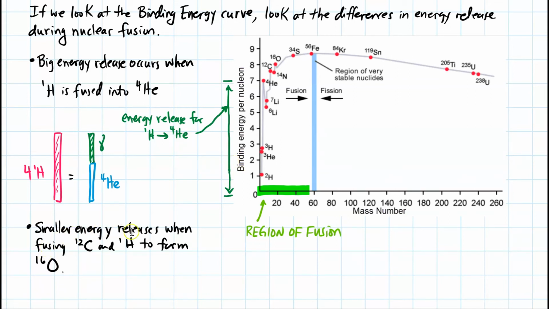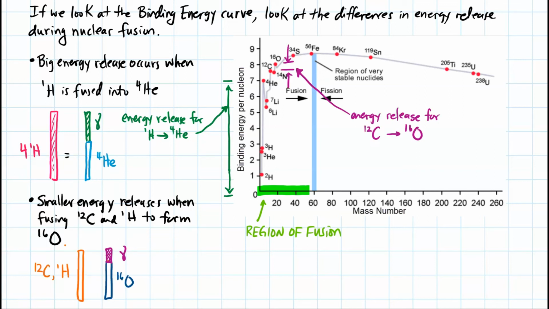There is a smaller energy release when fusing carbon-12 and hydrogen to form oxygen-16. Let's look at this on the graph. In a bar diagram, if I have carbon-12 and hydrogen, and it has this amount of energy, then most of that energy is actually going towards the oxygen and very little energy difference between these two. So the energy emitted is getting smaller.